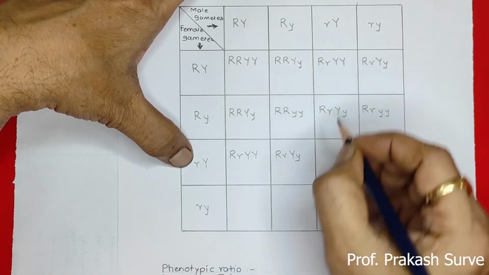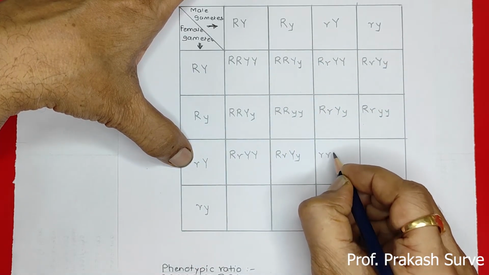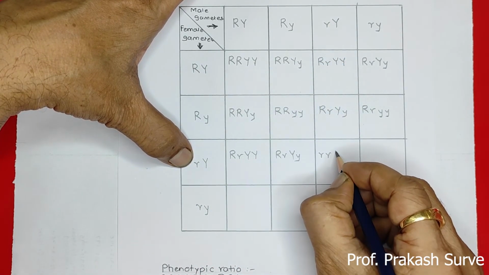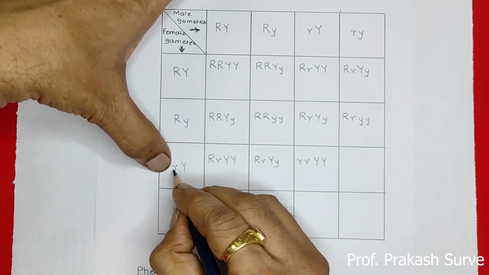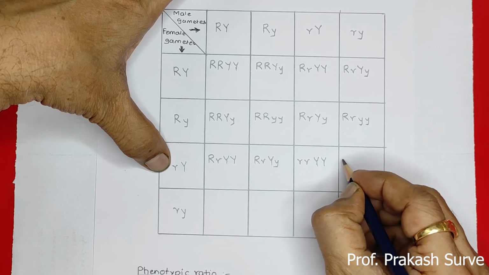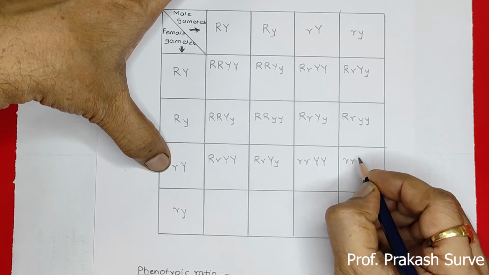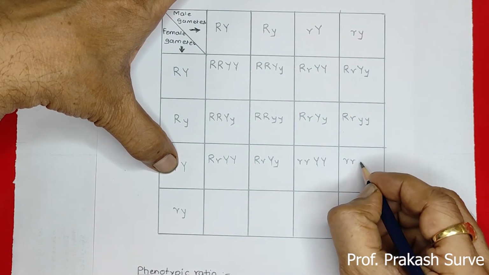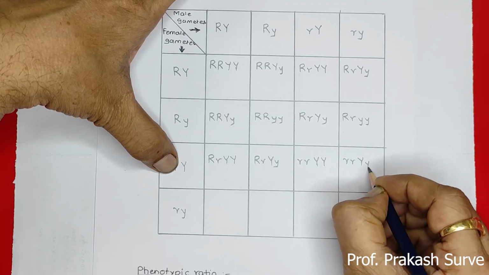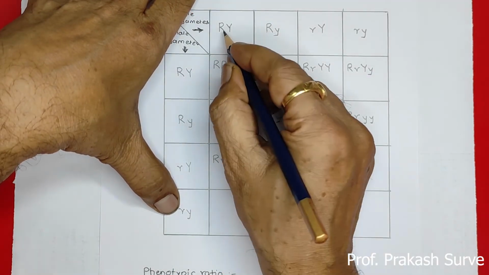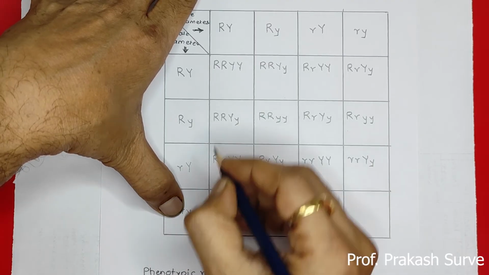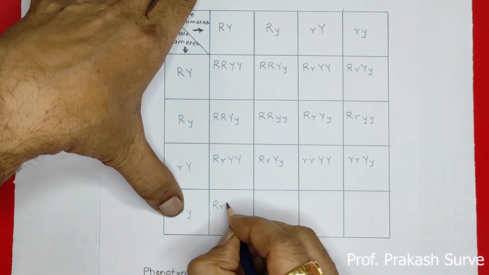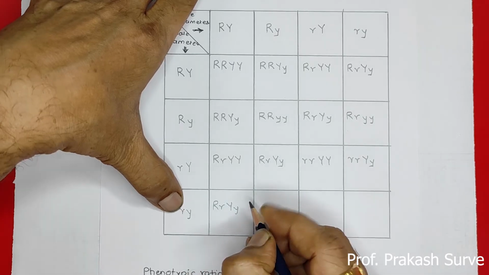Here the small r, both are small r. So small r, both capital Y are there. So capital Y. Next about the small r. So here small r, and first capital Y and then small y. So capital Y, small y. In this case again the capital R, small r, then capital Y and we'll mention small y. So capital Y and small y.